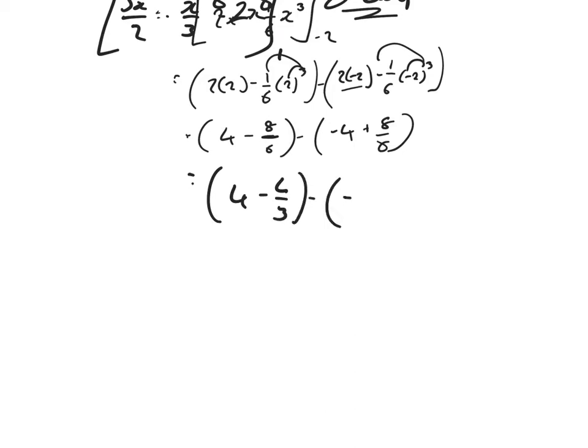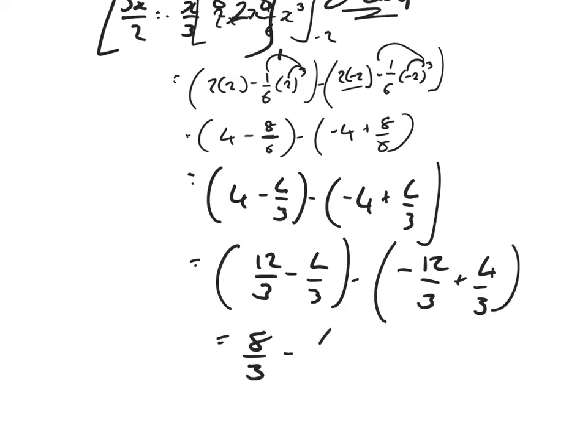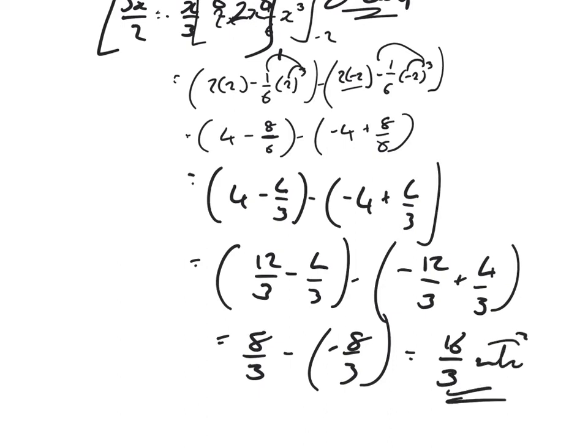4 minus 4/3, minus 4 plus 4/3. 4 can be written as 12/3, so 12/3 minus 4/3, close the bracket, minus, open up, minus 12/3 plus 4/3. Okay, so that's 8/3 minus minus 8/3, which is 8/3 plus 8/3, which is 16/3 square units.